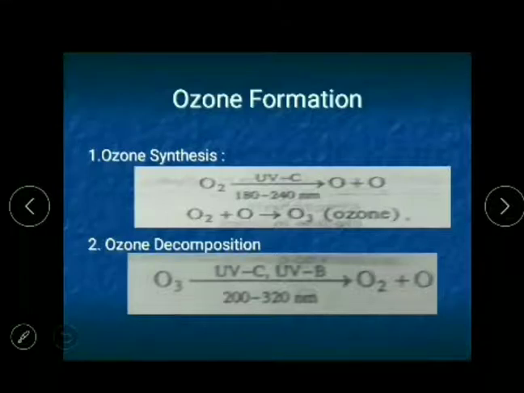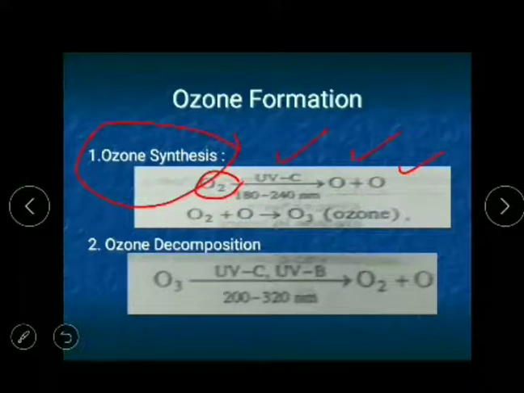Okay, let us study the first one, ozone synthesis. In this process, one molecule of oxygen gets split into two atoms of oxygen with the help of ultraviolet C radiation having a wavelength of 180 to 240 nanometers. Okay, then this oxygen atom combines with another oxygen molecule and leads to the production of ozone, that is O3. So in this part we studied the synthesis of ozone.